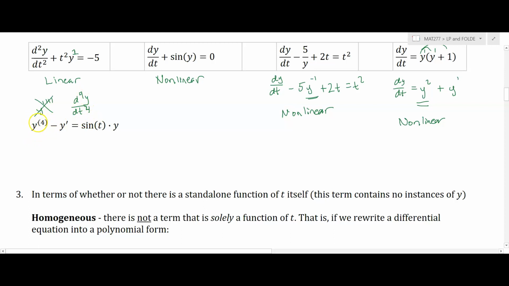Notice that it's in parentheses. If it were just y with a 4, this would mean y to the fourth power. But as long as you put parentheses around that, that means the fourth derivative of y. Okay, so I look at the y term, which I see here. Now that has a sine of t, but it's multiplied by y to the first power. So coefficients that involve t or constants do not affect the order of y. It's still something times y to the first power, and so this would be considered linear.